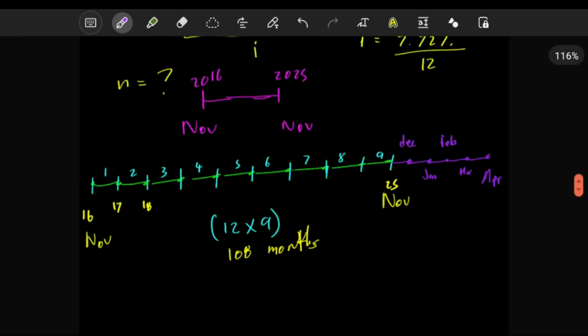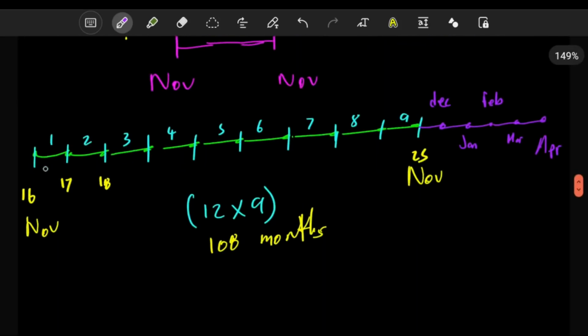So we said from here we know it's 9 years times 12 months. This has given us 108. So to 108 here, we're going to add 1, 2, 3, 4, 5 more payments. That's actually going to give us 113 payments. So let's put here plus 1, 2, 3, 4, 5.